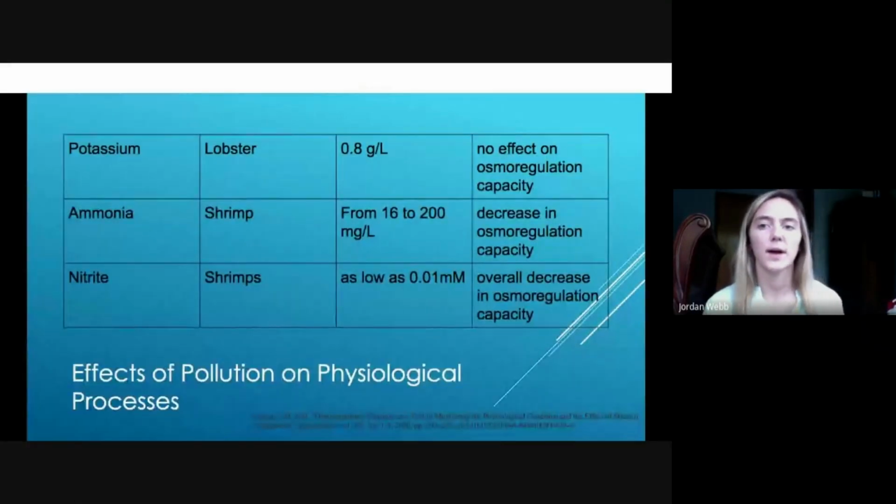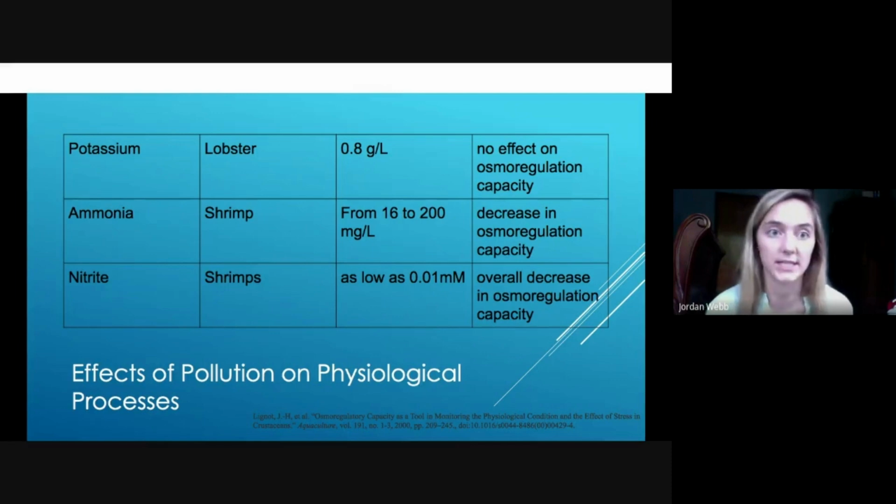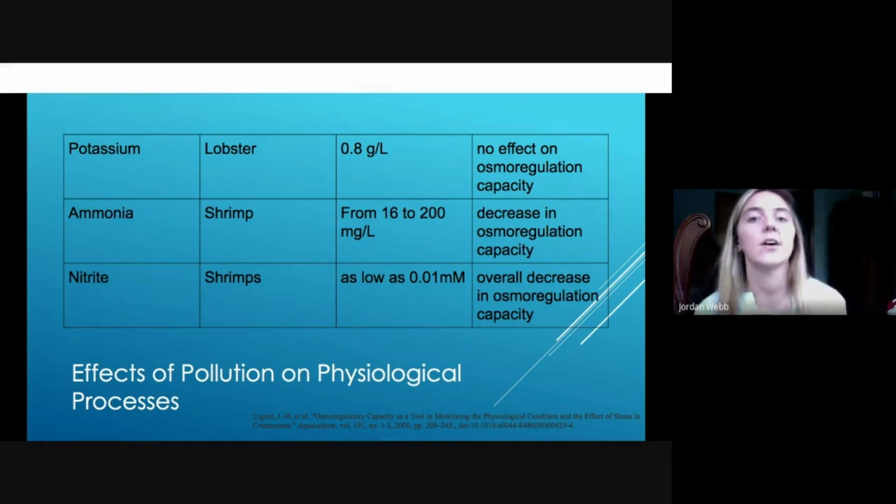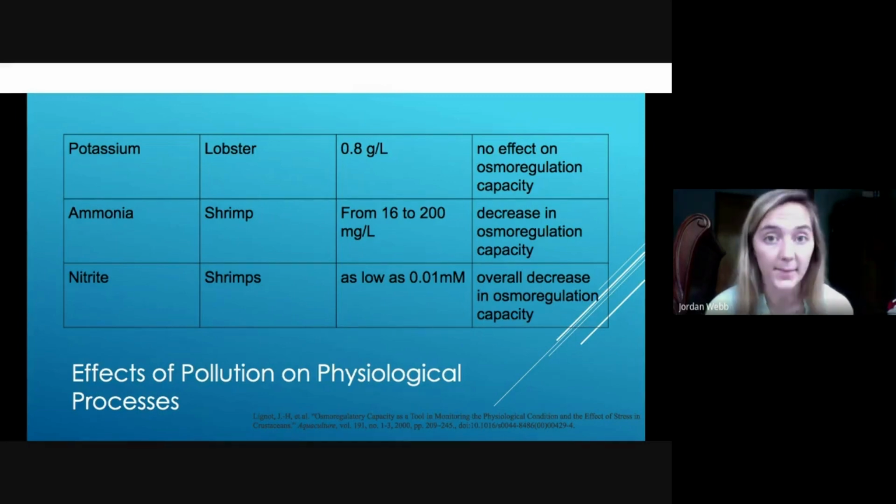Before I talk about our project specifically, I want to talk about the paper that really sparked our interest in this project. This paper is by Dr. Lignot, and he was looking at how different pollutants were putting stress on different crustacean species, more specifically on how it affected their osmoregulatory abilities. Now what is osmoregulation? Osmoregulation is the organism's ability to filter ions in and out of its environment.